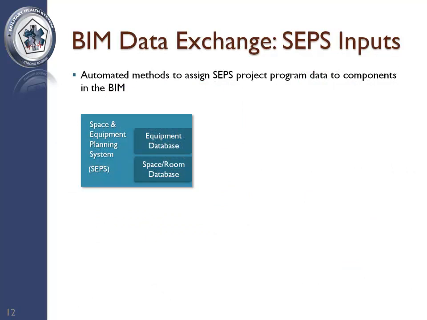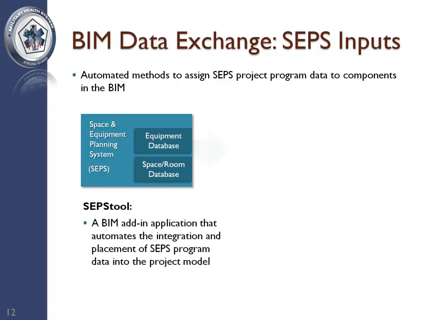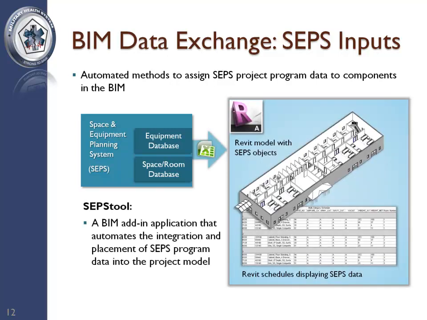SEPS, or the Space and Equipment Planning System, is a database software system that develops the project program and delineates the rooms and equipment requirements for each project. There are BIM programs available that automate the creation, placement, and validation of SEPS objects in BIMs and assign data to those components. These programs are the topic of BIM 500 Extended, SEPS BIM Tools.